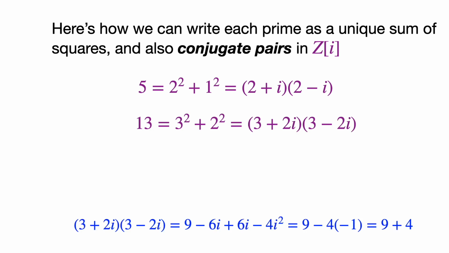Here's how we can multiply out 3 plus 2i times 3 minus 2i, noting that 9 minus 4i squared, since i squared is -1, is actually equal to 9 plus 4. And that's the sum of 2 squares. And similarly, 17 is 4 squared plus 1 squared.